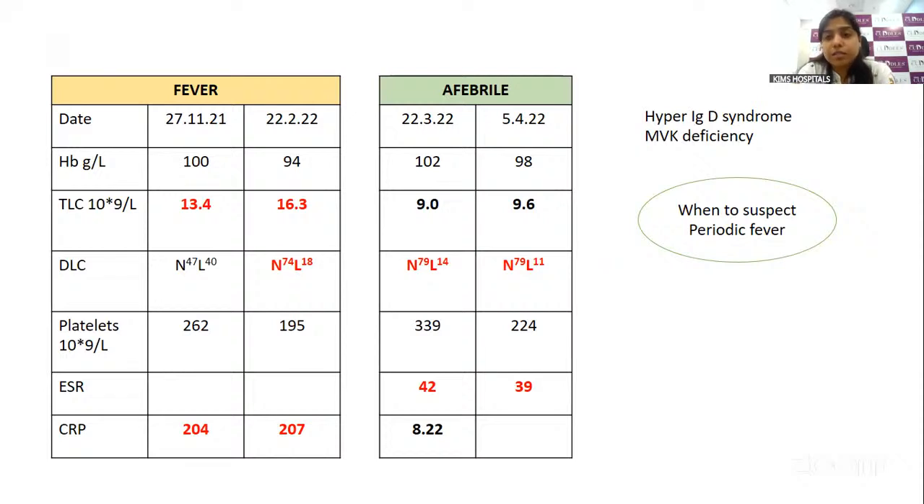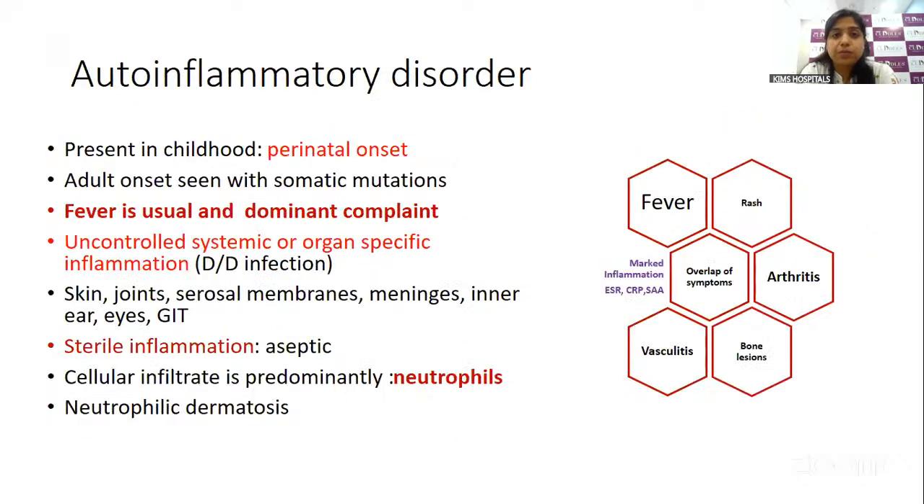So the next topic of discussion is when to suspect a periodic fever syndrome. Since we have seen 2 cases of periodic fever, we will see. Autoinflammatory disorders generally present in childhood, but many patients present at a very early age, like neonatal or from 2 months. But initially they are treated as some infection, and later they come to us once the parents notice the periodicity, and only then is it recognized. Some adult patients can also have autoinflammatory disorders, but due to a somatic mutation.